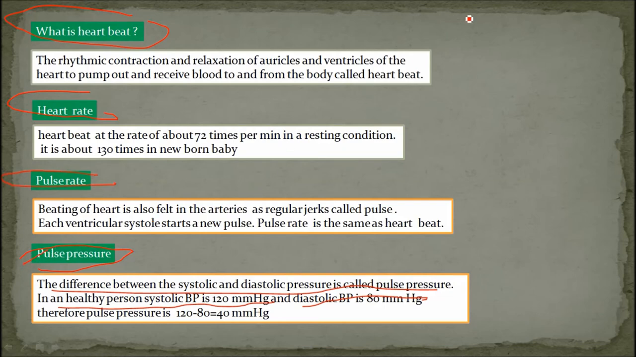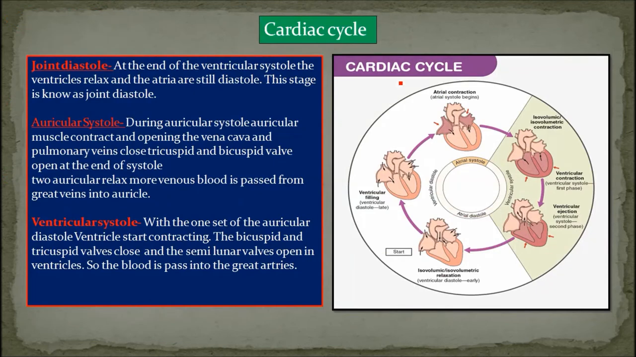Now we proceed to the next slide, and here I am explaining the cardiac cycle, exactly what phenomena or incidents take place sequence-wise which explain the cardiac cycle properly. There are three events that take place sequentially, as you know already. First I write down the joint diastole, second I mark the auricular systole, and third I mark the ventricular systole.